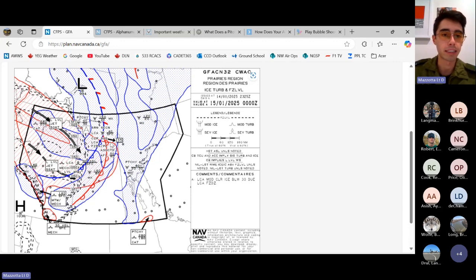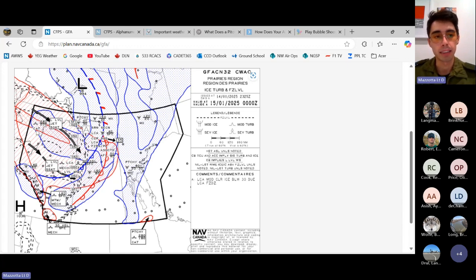through the prairie. So you can see that in the blue, there's your icing. The red, there's your turbulence. These thick black arrows are the low-level jet streams. So you can see in northern Alberta, it says low level jet 50 knot. So that means there's your low-level jet moving 50 knots in that direction that the arrows are pointing.